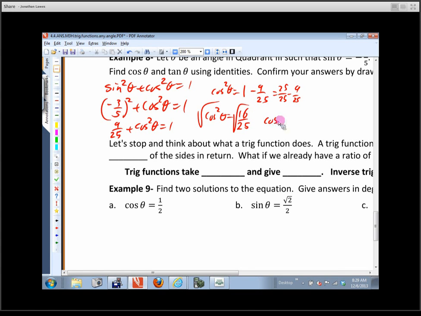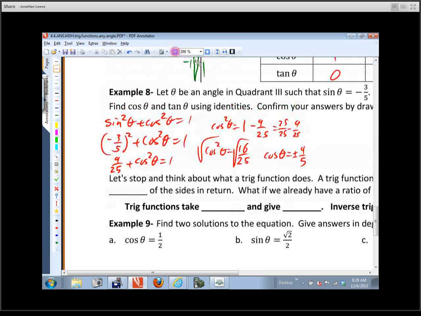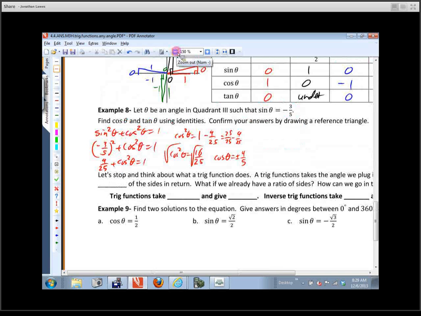So I end up with the cosine of theta equaling. Now, when we're solving an equation and we put in a square root, we have to have a plus or minus here. This would be 4/5. So my question for you is, how do you know which one it is? Is it the plus 4/5 or is it the minus 4/5?